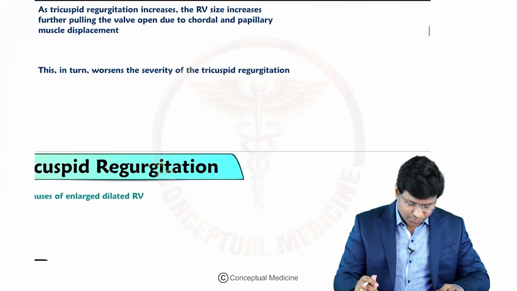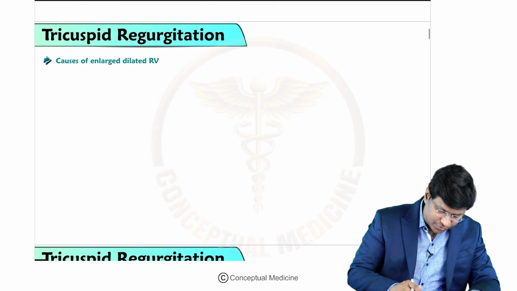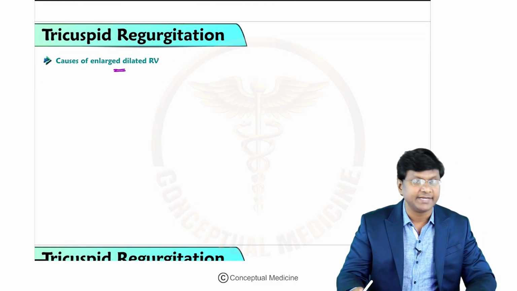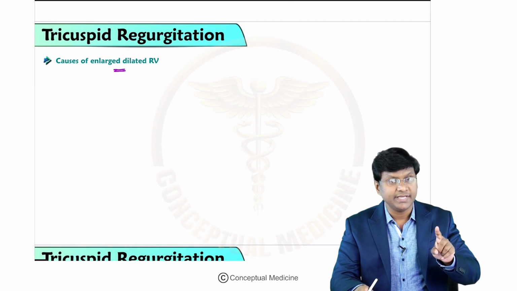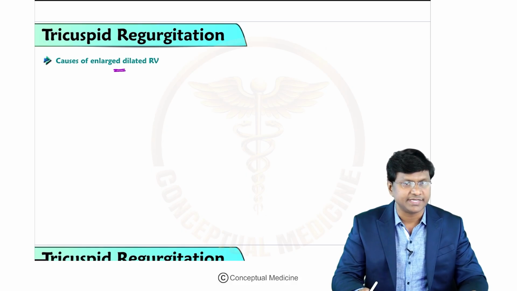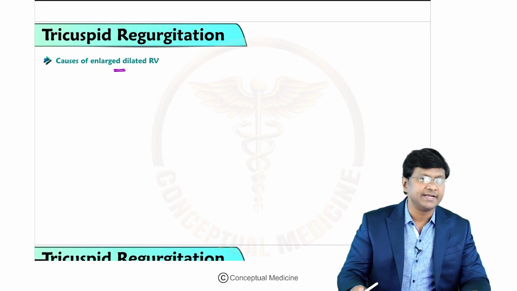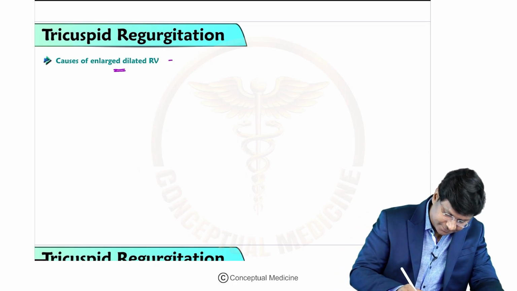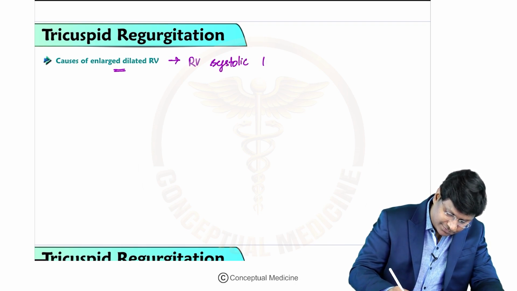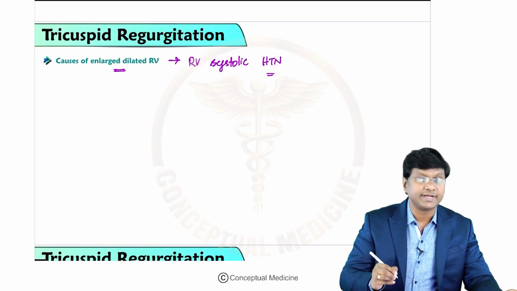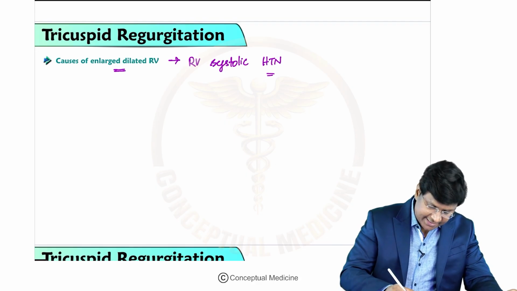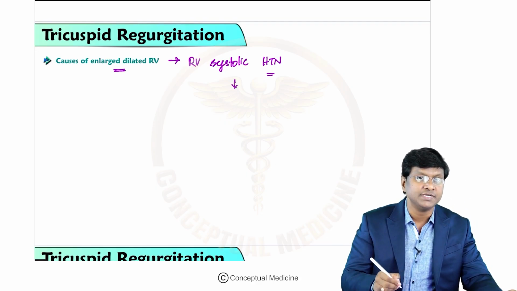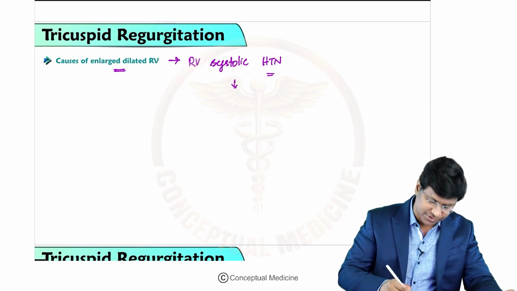Now you need to know what the other causes of an enlarged dilated right ventricle are. It is actually the enlarged dilated right ventricle which will cause the tricuspid regurgitation, and this may be present if there is right ventricular systolic hypertension. This right ventricular systolic hypertension could be due to valvular or subvalvular pulmonary valve stenosis.